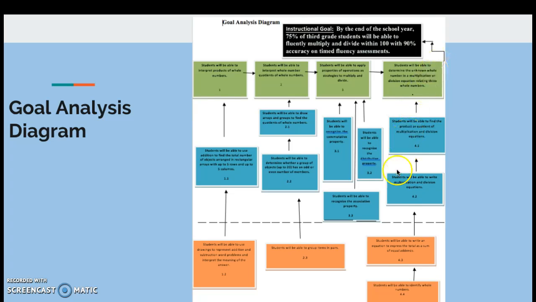In order to meet these objectives, students will have to complete a variety of tasks, such as writing multiplication and division equations, recognizing the distributive, commutative, and associative properties, and many more skills. Prerequisite skills needed in order to have success in this unit include being able to group items in pairs and being able to write equations to express the total as the sum of equal addends.